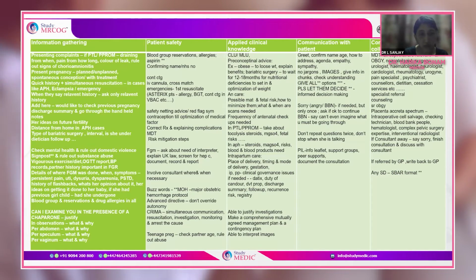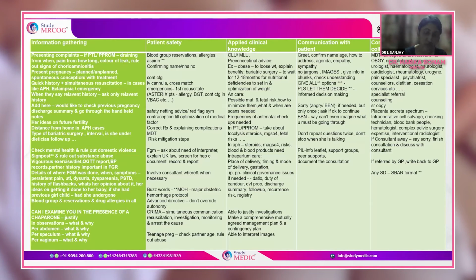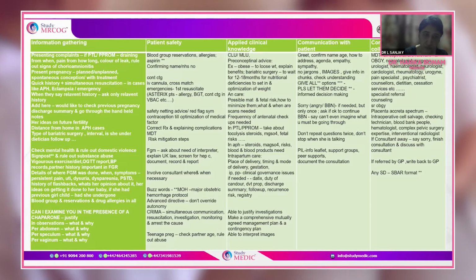And then, when you check the mental health, it is always important to rule out domestic violence, as I already said. Signpost where and when required. Always rule out substance abuse. Unless the woman is in labor, most of the time there is no need to ask about substance abuse.